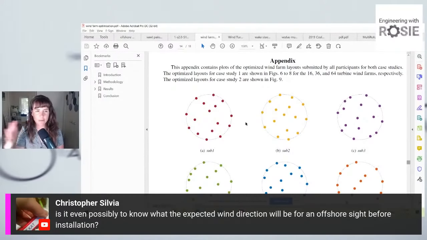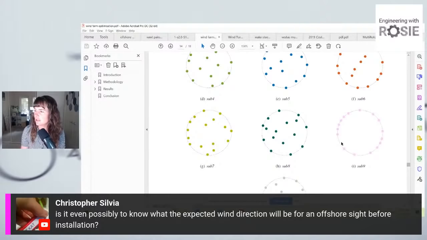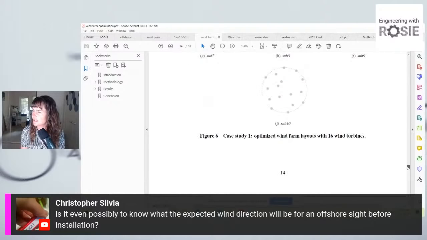They started out with turbines just equally spaced in a grid, and then at the end of everybody's optimization algorithm, this is what they got as their best wind farm layout. So you can see they're kind of moved around. You get some funny ones where they're all just located on the edge, which is the boundary of the wind farm in that case.